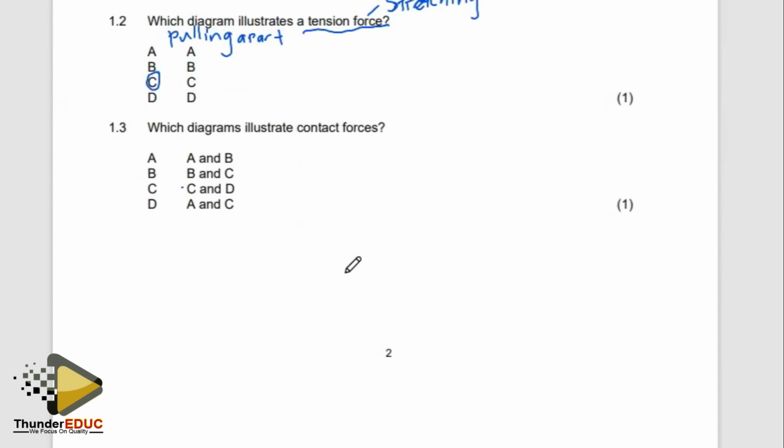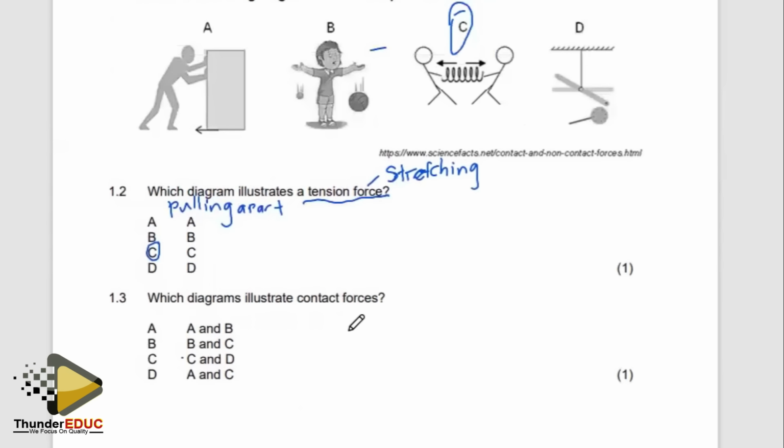Which diagram illustrates a contact force? A contact force is a force that involves contact. In A, the man is pushing, so the man is in contact with the object. In B, the boy is not in contact with the ball because the ball is already falling down. In C, there is contact because the two people are holding the spring. So we have A and C. Our final answer for 1.3 becomes D, which is A and C.